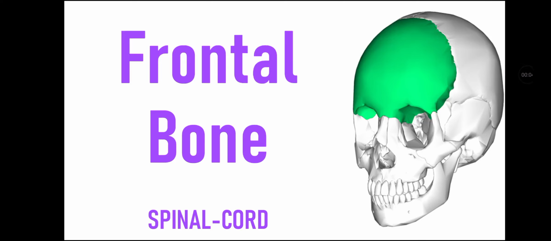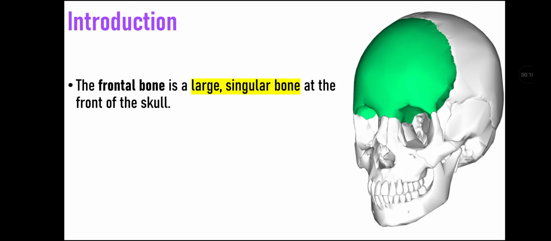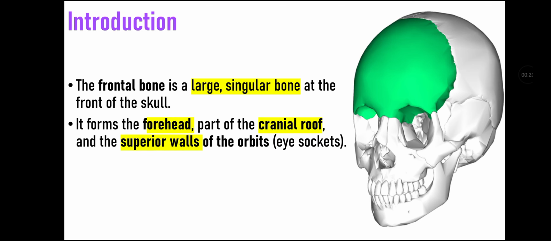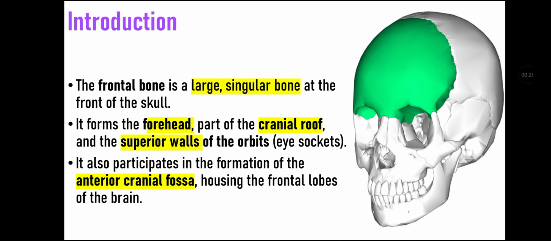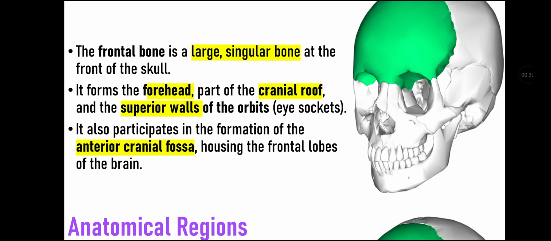Today we are going to talk about the frontal bone, and here, as you can see, is a diagrammatic representation of the skull showing the bone highlighted, that is the frontal bone, for reference. So let's start the topic with the introduction. The frontal bone is a large singular bone at the front of the skull. As you can see here in the diagram, it forms the forehead, part of the cranial roof, and the superior walls of the orbit. It also participates in the formation of the anterior cranial fossa, housing the frontal lobes of the brain.